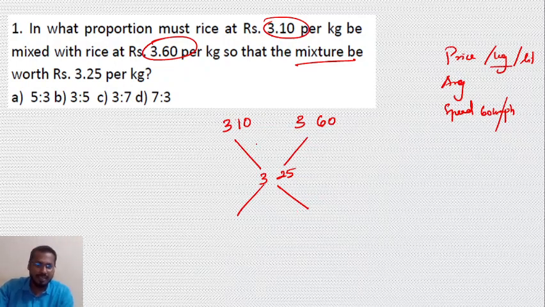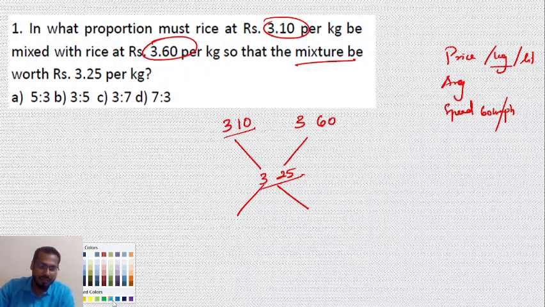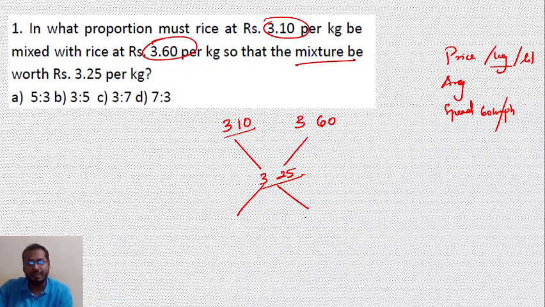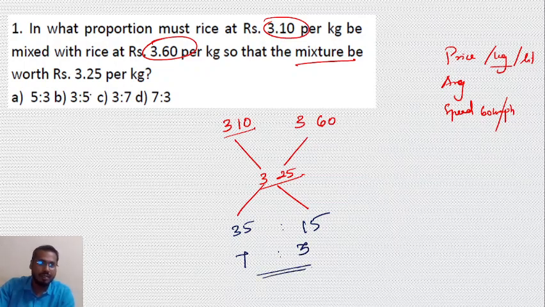So what is the difference between 310 and 325? The difference between 310 and 325 is 15, and the difference between 325 and 360 is 35, right? So 7:3 is the right answer. So 7:3, option D is the right answer.